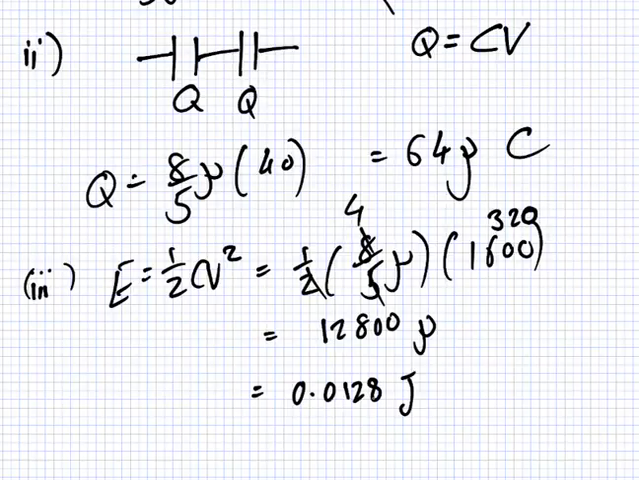12.8 milli. Is it? Yeah, 12.8 millijoules. 1.28 milli? I missed a zero, did I? Calculator time. You have one extra zero that shouldn't be there. 320 times 4 is not 12,000, it's 1,000. Of course, thank you. So I have too many zeros. So it should be 0.00... Millijoules. Okay.